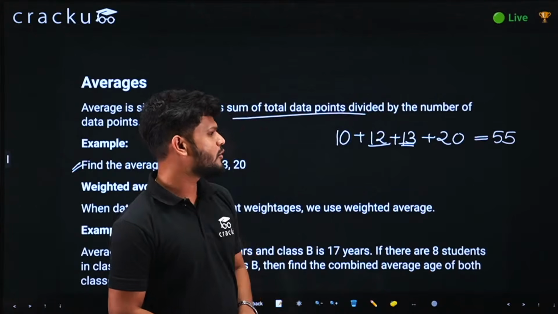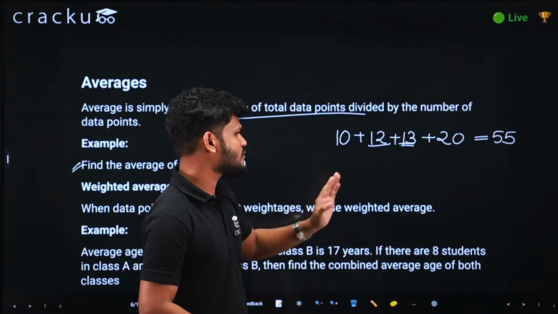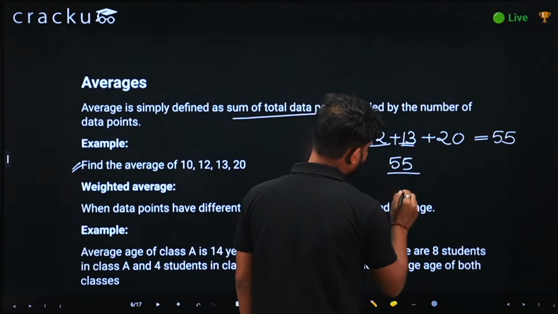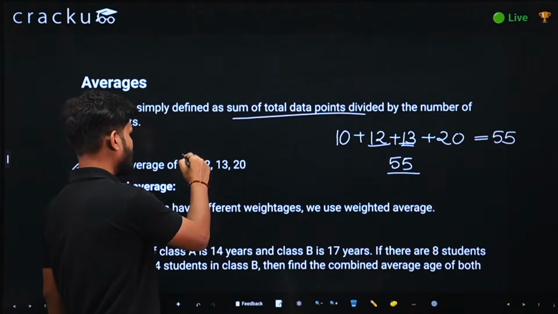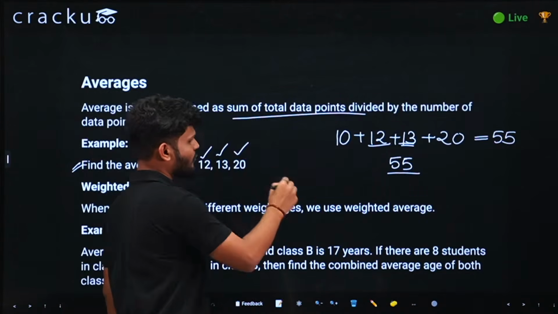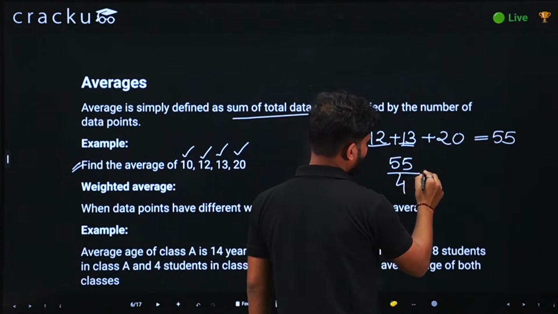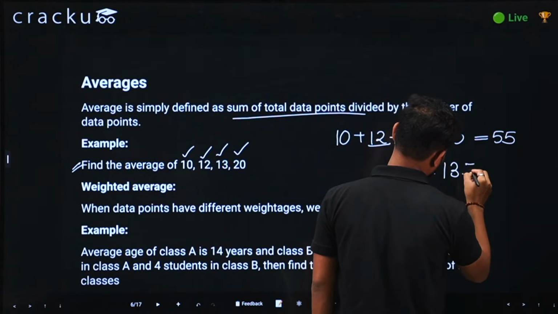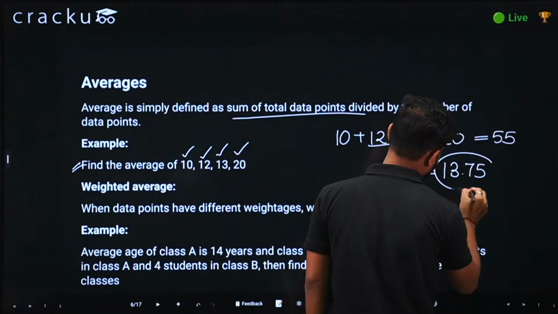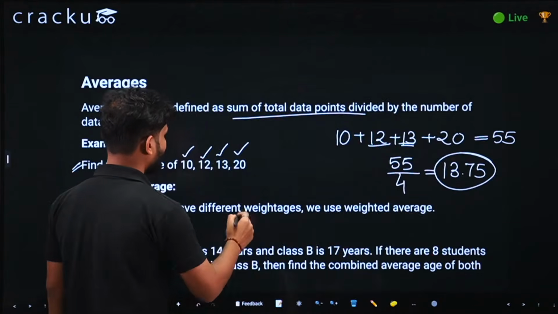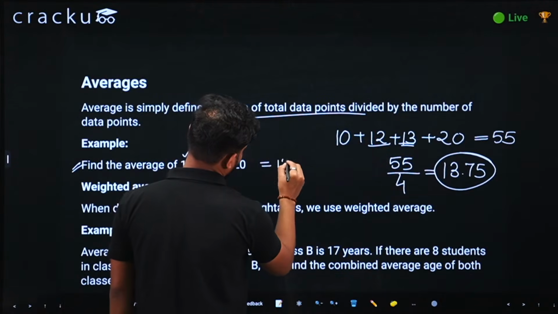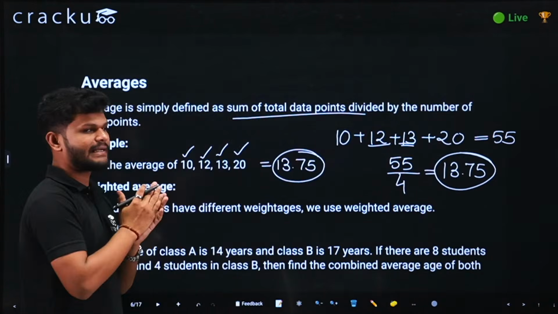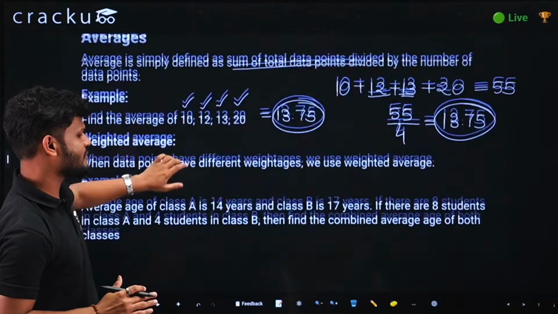Now you have to find the average. The sum of data points is 55. The number of data points means how many numbers are there? We have 1, 2, 3 and 4 numbers, so divided by 4. It will be 13.75. So the average of these numbers is 13.75. This is how you find the average. Just add all the data points and divide by the number of data points.